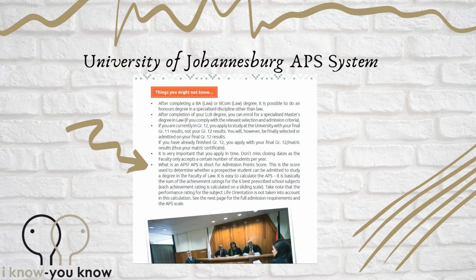It is basically the sum of the achievement ratings for the 6 best prescribed school subjects. Each achievement rating is calculated on a sliding scale, that is the level 1 to 7 scale. Take note that the performance rating for the subject life orientation is not taken into account in this calculation. See the next page for the full admission requirements and the APS scale.